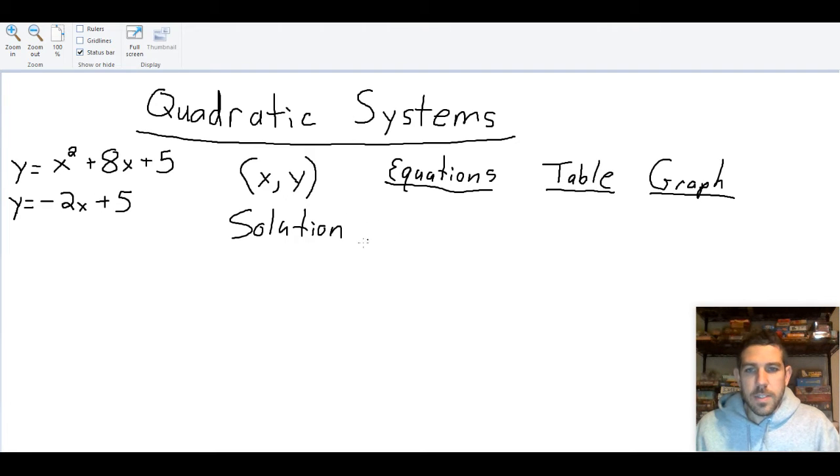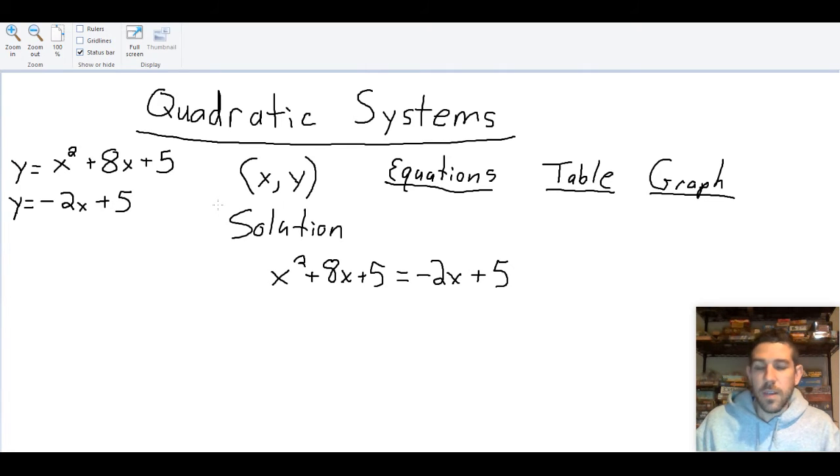And what that allows us to do is set up an equation that says x squared plus 8x plus 5 is equal to negative 2x plus 5. It allows us to set that big equation up, where this quadratic equation is equal to the linear equation. They look different, but when they are equal, that will be our solution. So now can we figure out what x value, there's no y value anymore, what x value would make this equation true?